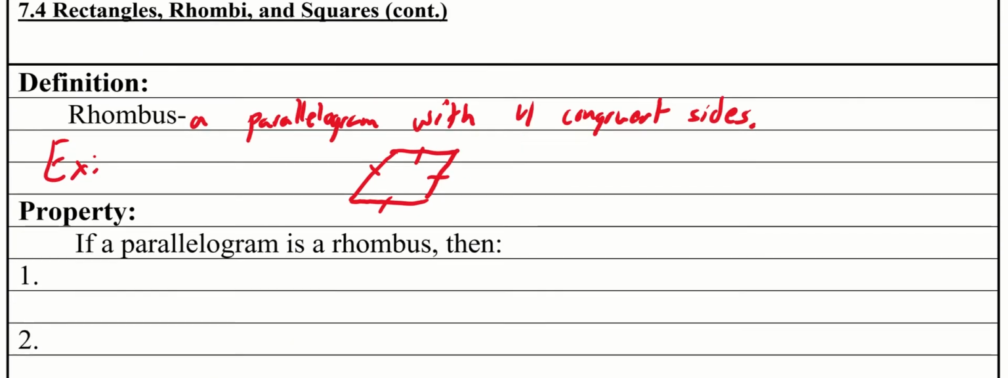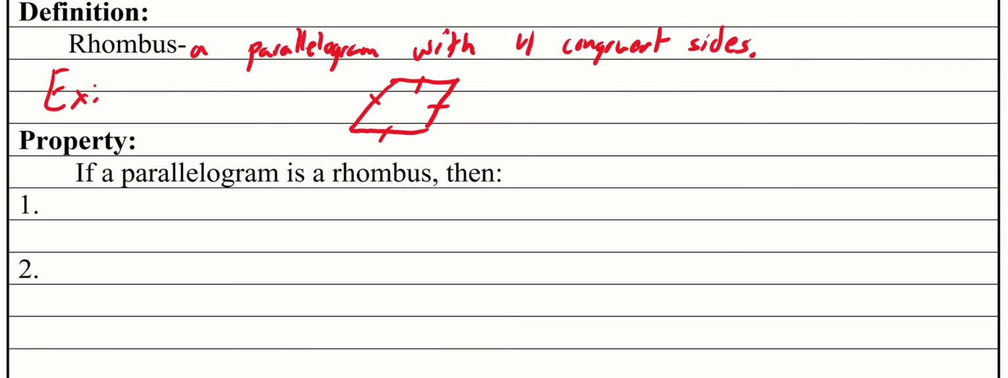Okay? And then this is important because we have a couple different properties with a rhombus if we see this here. Okay, so if a parallelogram is a rhombus, then I know 2 things. First thing here is I know the diagonals, and remember we still have those properties that we talked about with diagonals. They still bisect each other. They're not going to be congruent this time, but the diagonals are perpendicular to each other. Okay, the diagonals are always going to be perpendicular in a rhombus.